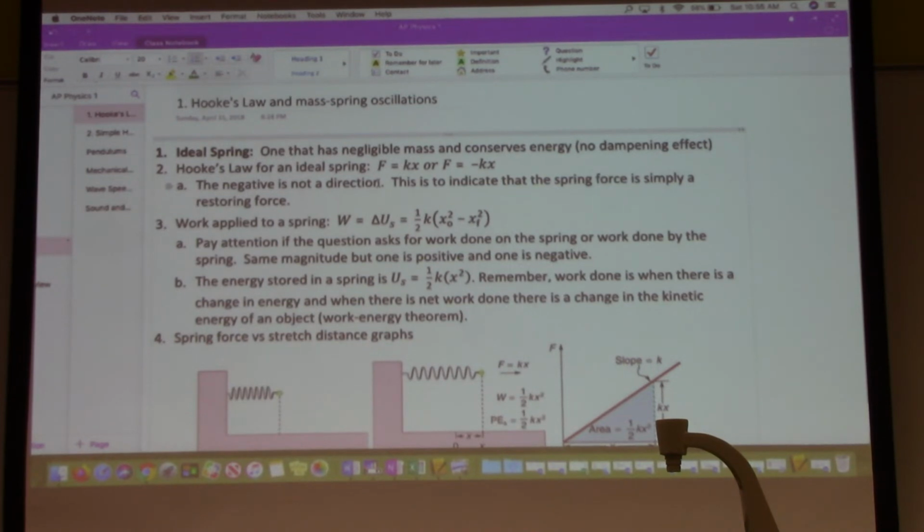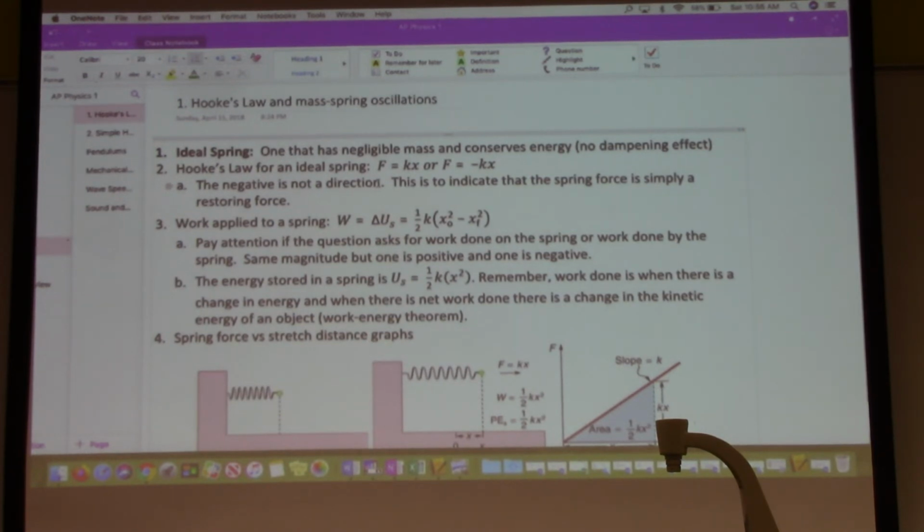The reason that is important is sometimes it gives the equations, or sometimes it gives the values for the stretch or compression distance and says that the spring is compressed from this point to this point. So you need to understand that with x initial minus x final, you can't just subtract those two and then square the result. You need to square them individually, as shown in the equation.